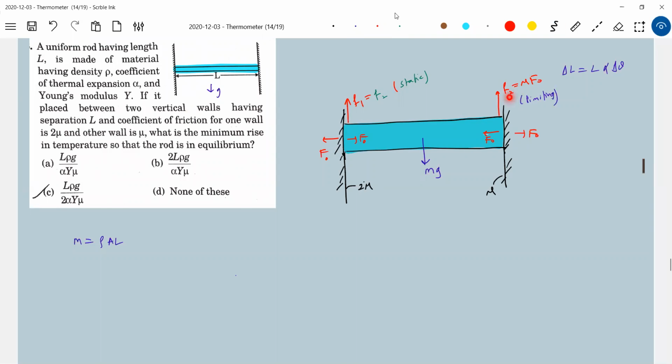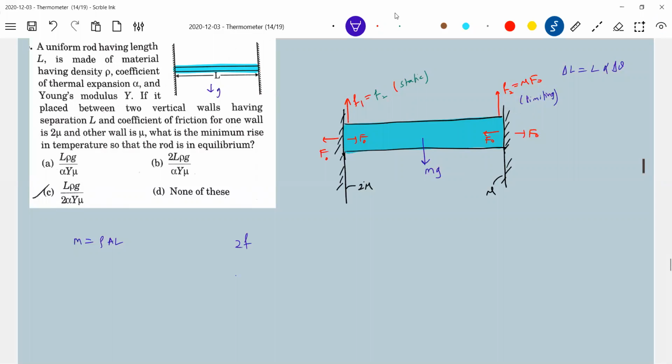Here if limiting acts, then this will be static. If limiting acts on both, then definitely this would have to be more than limiting, which is not possible, so the rod will slide down. Therefore, we have to assume this one to be limiting and this one to be static. So from this, what can we write?